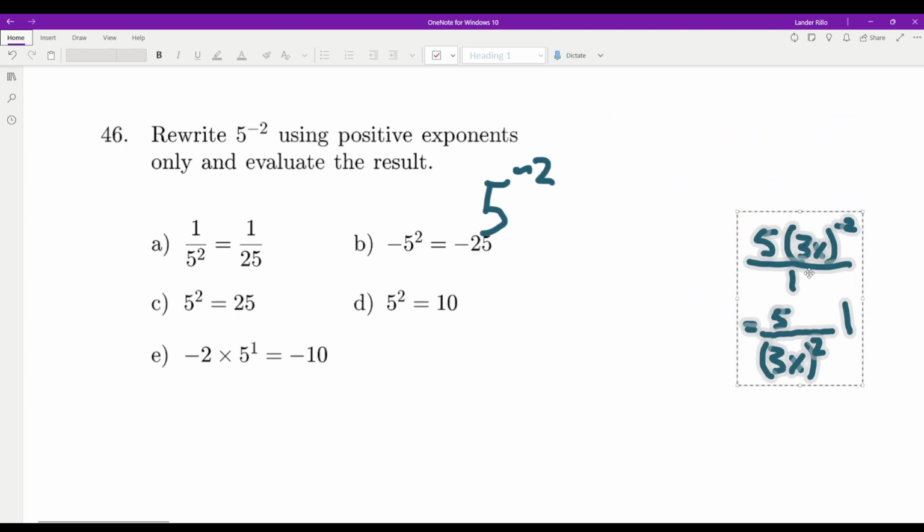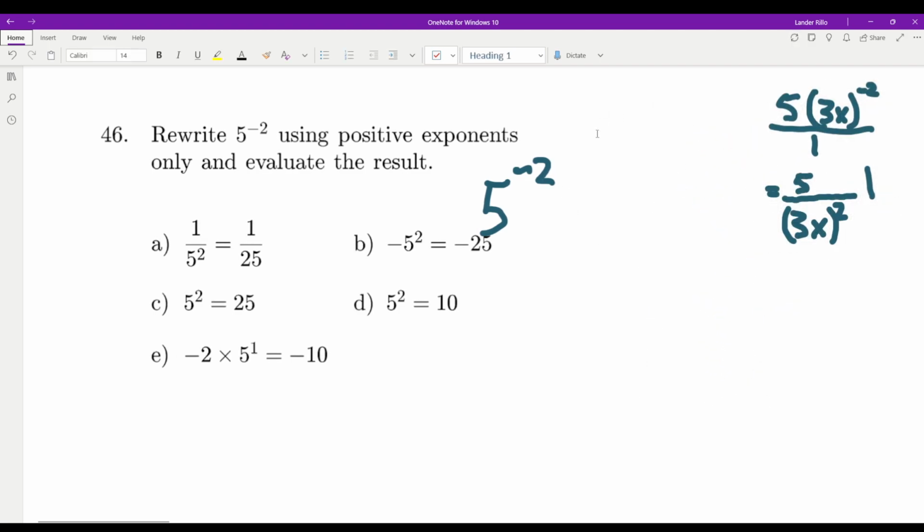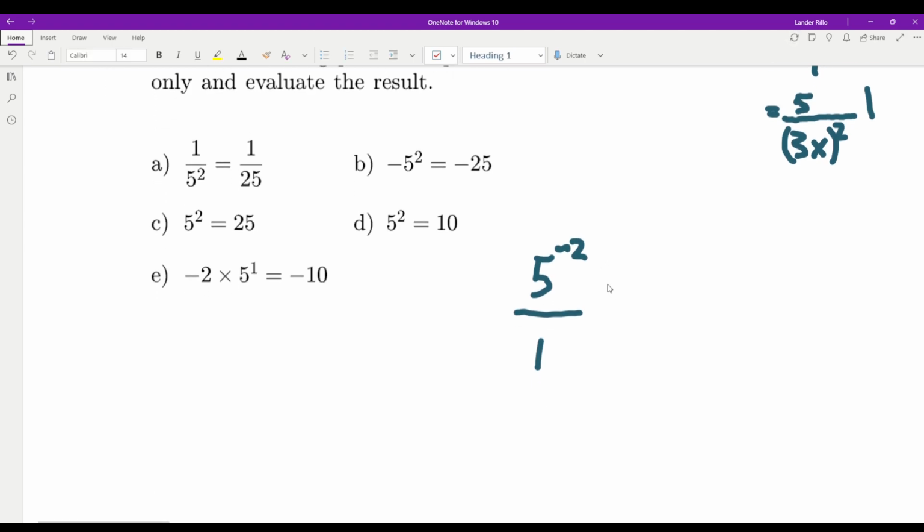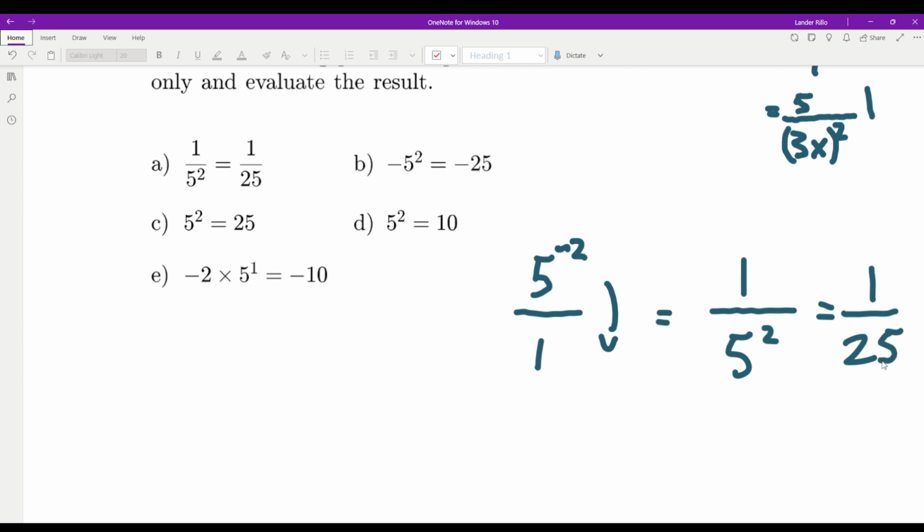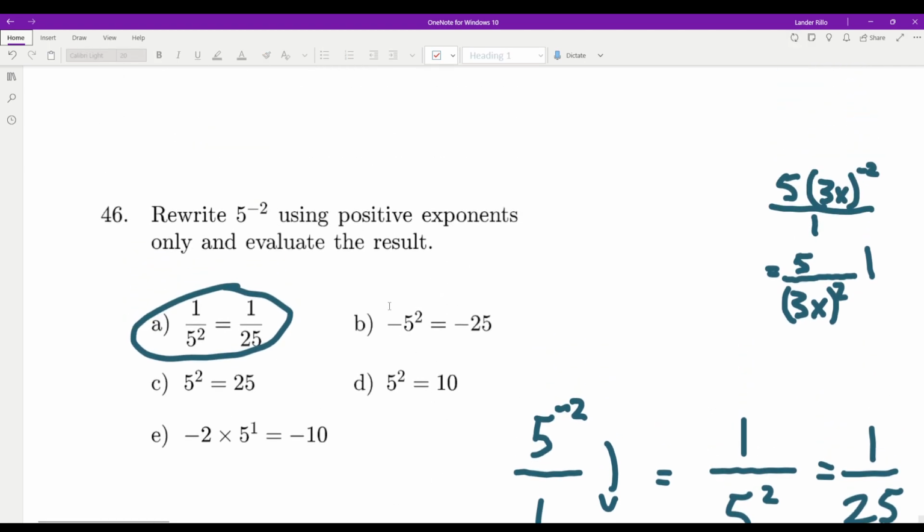Okay, that's just a separate example. So in this easier case, this 5 to negative 2, basically over 1, you reciprocate it to the bottom, 1 over 5 squared, same thing, 1 over 25. Make sense? This is A. Alright.